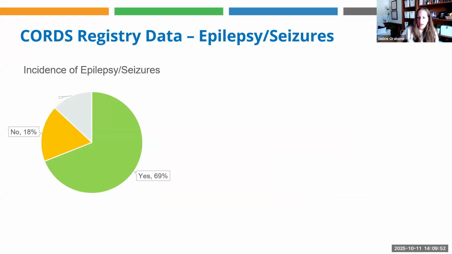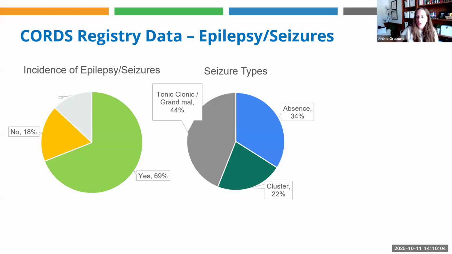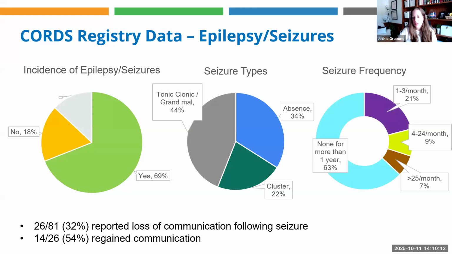We also look at epilepsy and seizure incidents. Not quite sure why the gray is blank. So 70% have reported the incidence of epilepsy or seizures. And then the specific seizure types are shown here. And then also the seizure frequency.